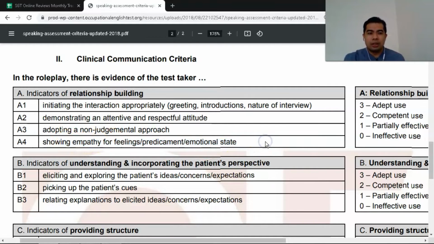Don't just go, "Hi ma'am, my name is Robert. I'll be your nurse for the day. Could you please tell me what the problem is?" Because if you sound like that, it doesn't feel like there's any empathy, and you will get a failing grade in relationship building.